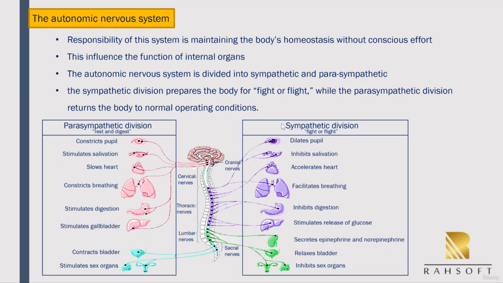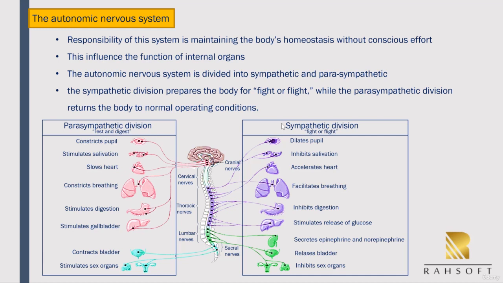However, with the autonomic nervous system, you don't have to think about all these things, and your body can do it automatically. The autonomic nervous system helps influence the function of internal organs to help them all work, and is divided into sympathetic and parasympathetic reactions. The sympathetic division prepares the body for fight or flight reactions, and the parasympathetic division will return the body to normal operating conditions.